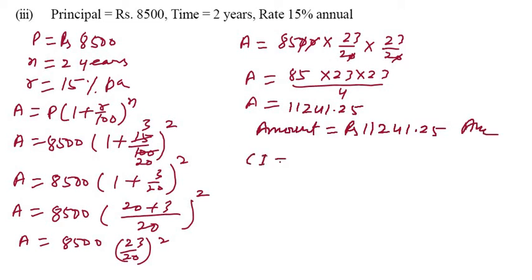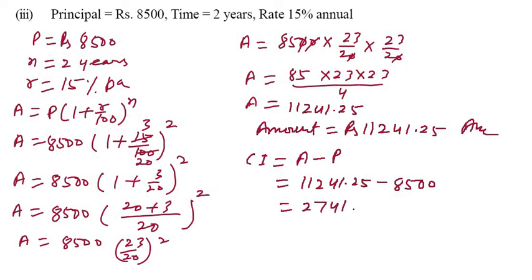Now find the compound interest. Compound interest is equal to amount minus principal. So amount is equal to how much? Amount is given as 11,241.25 and principal is given as 8500. Now subtract this one. It will be 2741.25. So you can write here compound interest is equal to rupees 2741.25, and that will be your second answer.